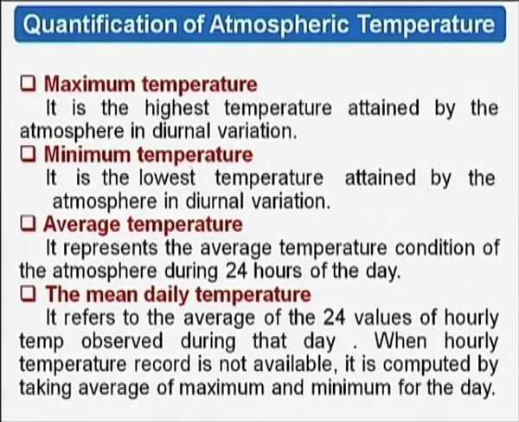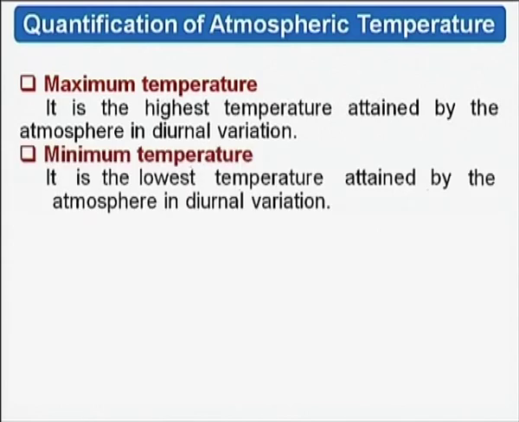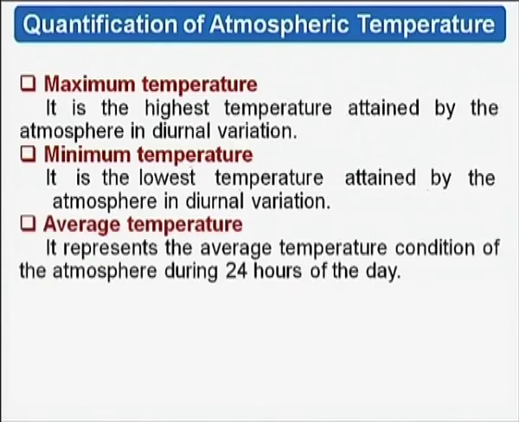Now next is the quantification of atmospheric temperature. For this purpose, we generally quantify the temperature in the form of maximum temperature, minimum temperature, average temperature and the mean daily temperature. The maximum temperature is the highest temperature attained by the atmosphere in diurnal variation. Minimum temperature is the lowest temperature attained by the atmosphere in diurnal variation, while average temperature represents the average temperature condition of the atmosphere during 24 hours of the day.